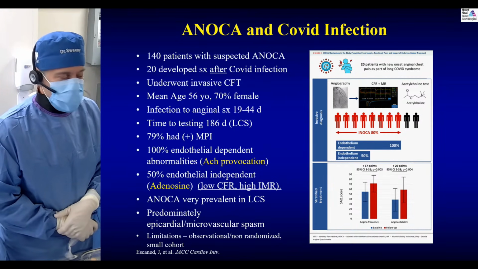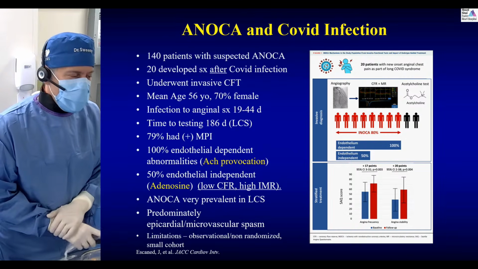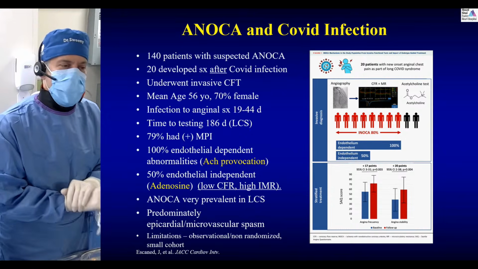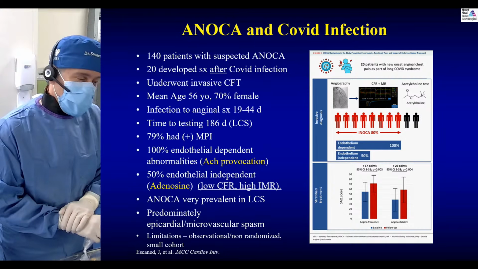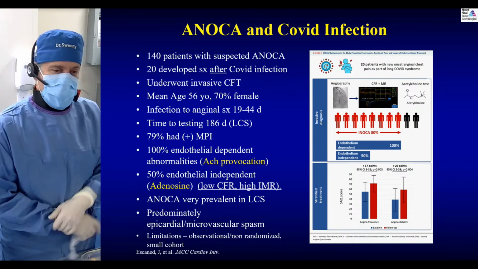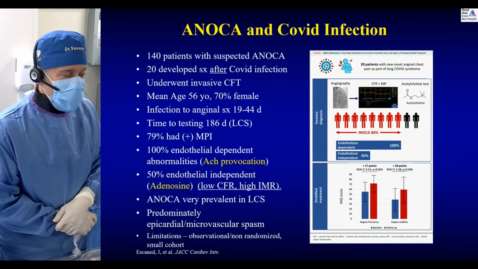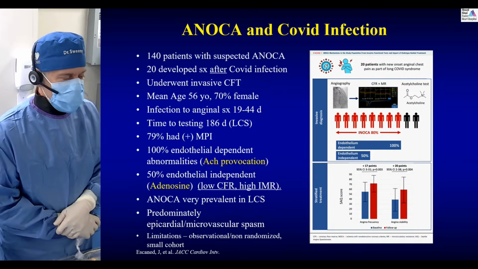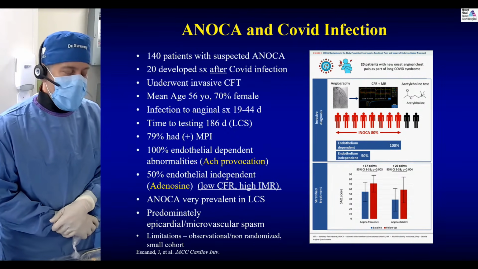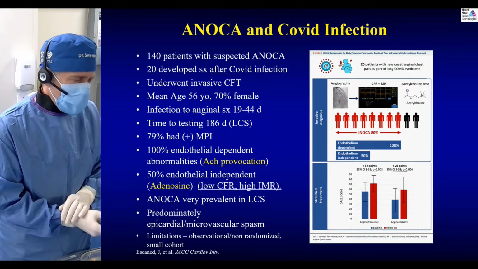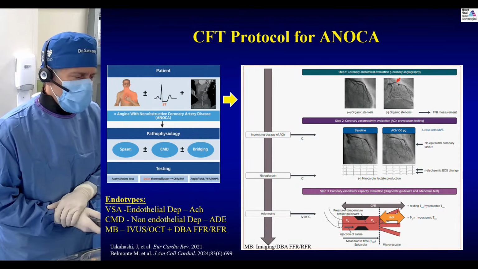Almost 80% had an abnormal stress MPI. And 100% of those patients that underwent testing had endothelial dependent abnormalities, meaning they had vasospastic provocation, which is very interesting. And 50% of those patients had endothelial independent dysfunction, so that's microvascular dysfunction that we test with adenosine. So bottom line is ANOCA is very prevalent in this population of long COVID patients, and it's predominantly characterized by epicardial and microvascular vasospasm. Obviously, this was an observational trial. It was very small, but it really shed a big light into what was going on here.